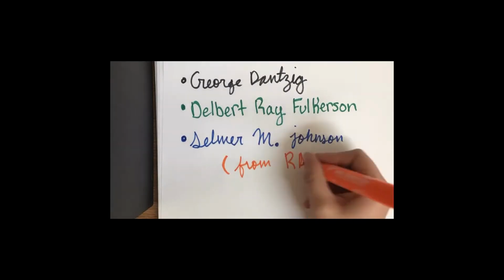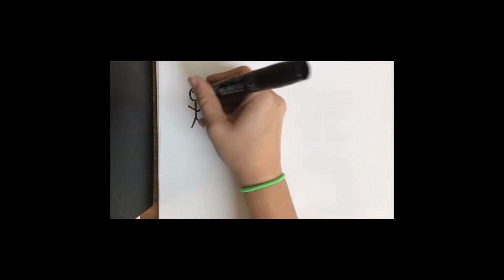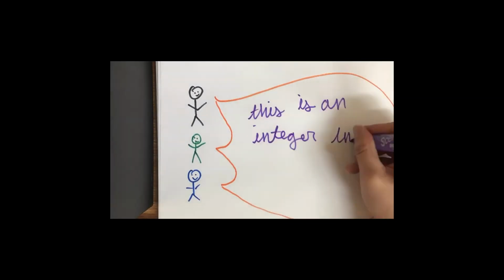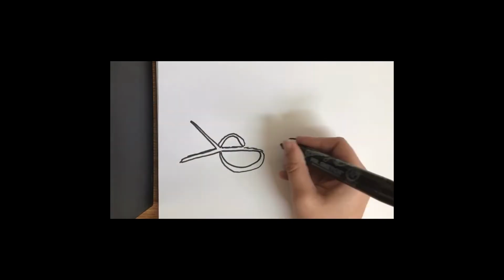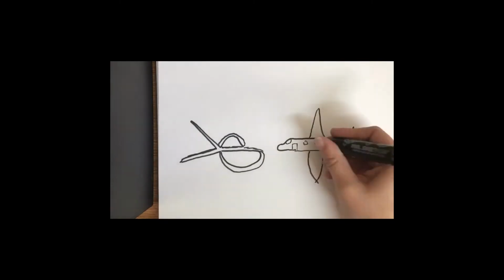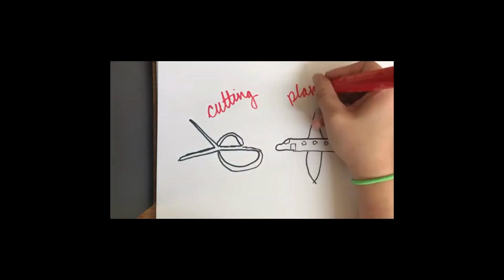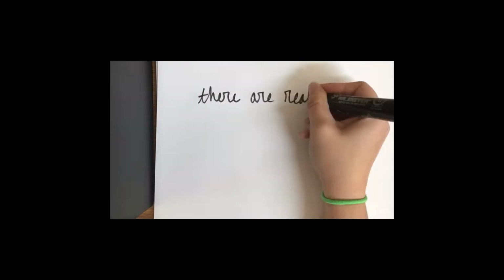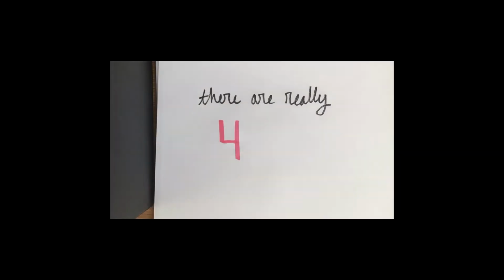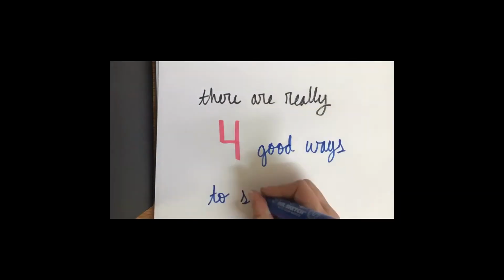All 3 of these individuals happened to be workers at the RAND Corporation, and they discovered that really this is an integer linear program that can be run on a computer. These 3 gentlemen used what they deemed the cutting plane method to solve their problem and earn their payout. This method is very complicated, and so we're going to start off by showing you some simpler ways to solve this problem. There are really 4 good, we'll use that term loosely, ways to solve TSP.